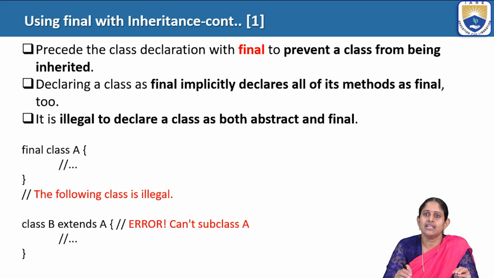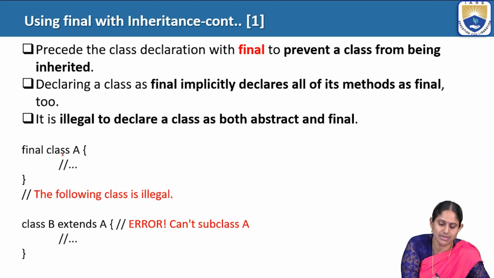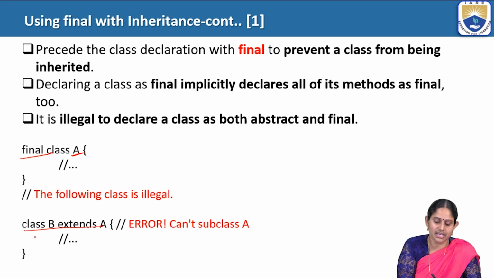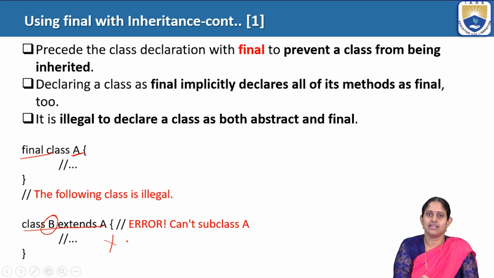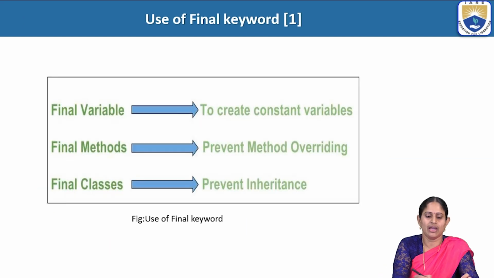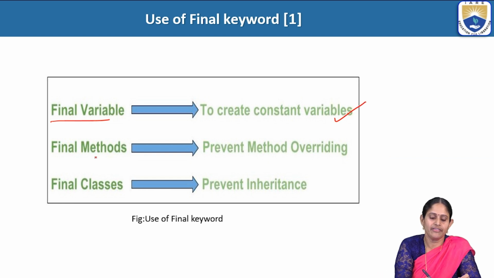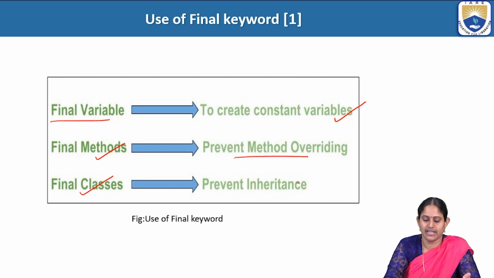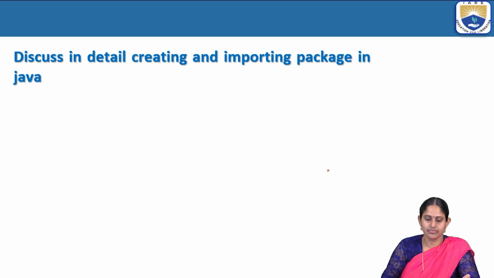And it is not good to have a class declared both abstract and final. So if we have a class named A which is defined as final, then when we try to extend that class by a child class B, this will throw an error since it is not allowed. So these are the three uses of the final keyword. If you apply final keyword on a variable, it creates a constant variable. If we define final over methods, then it prevents method overriding. And when we make classes final, then it prevents inheritance.